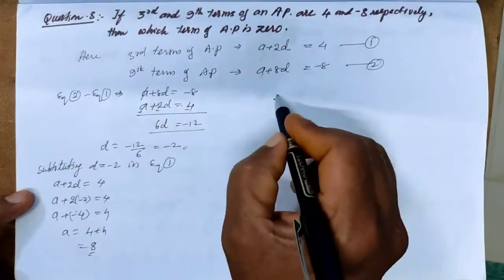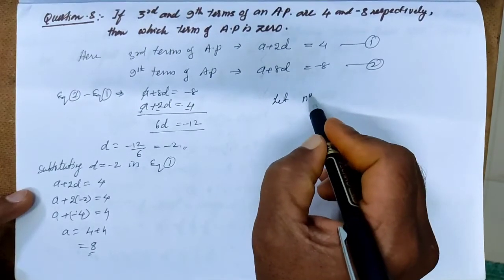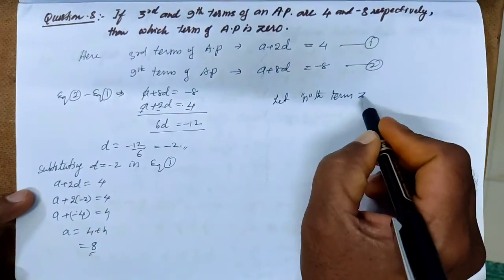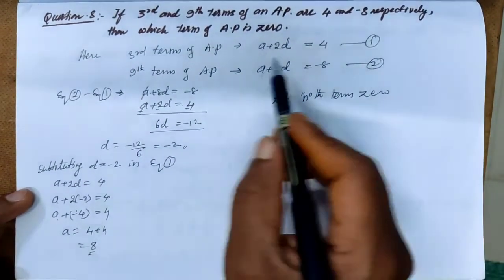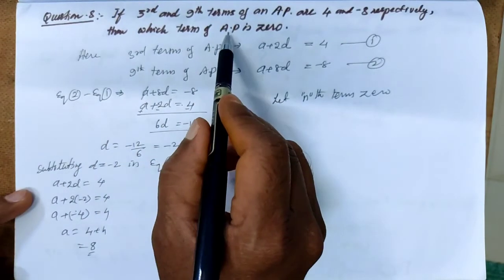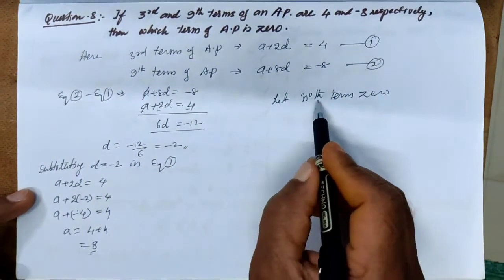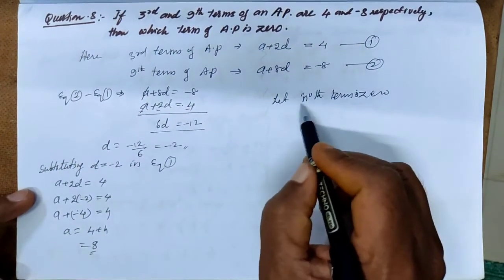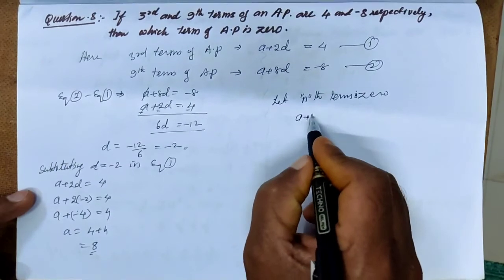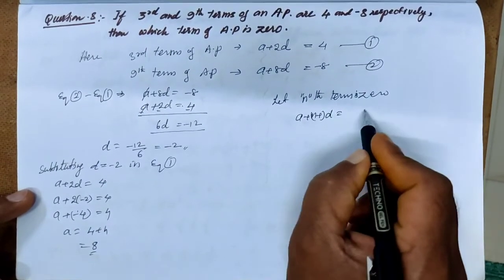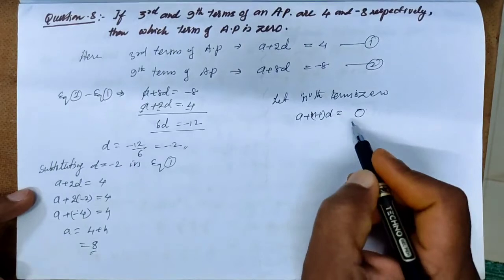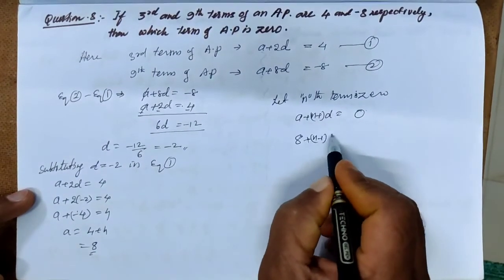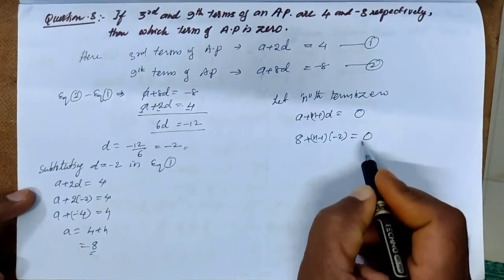Okay, let the nth term be 0. Here we are asked to find which term of the arithmetic progression is 0. So let the nth term be 0. Then a plus n minus 1 into d is equal to 0. Now what is a? 8. And what is d? Minus 2, is equal to 0.